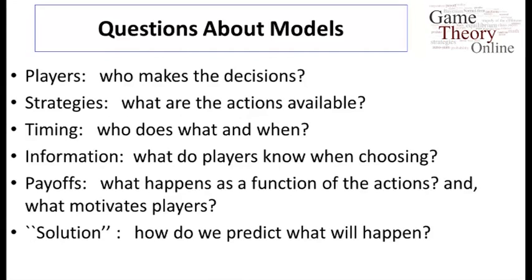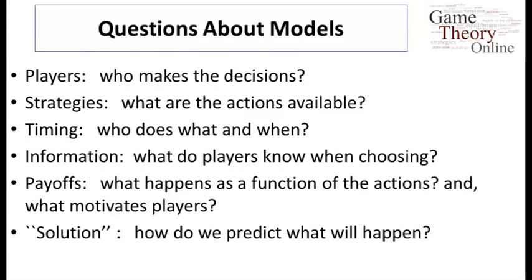Information: so what do players know when they're choosing? So what kind of history have they observed? What do they know about what the other players' payoffs are? What do they know about their own payoffs? Payoffs, more generally: what happens as a function of actions? How do we describe who gains and who loses from different situations? And moreover, what motivates players? So what do they really care about in terms of their decisions to play a game? And ultimately, some of the most interesting parts of game theory are really going to come in trying to solve games. So once we have things written down, then we have to make predictions of what's actually going to happen.